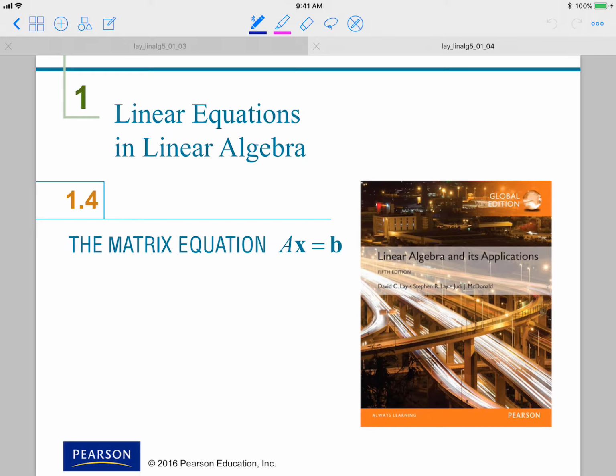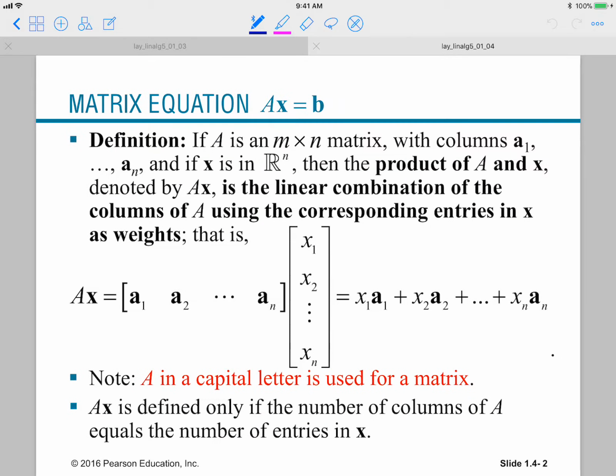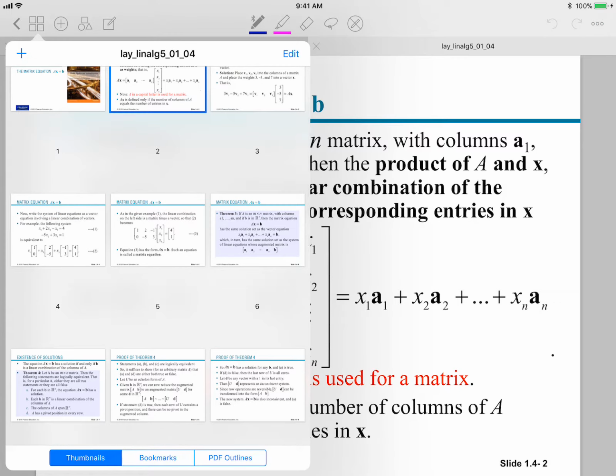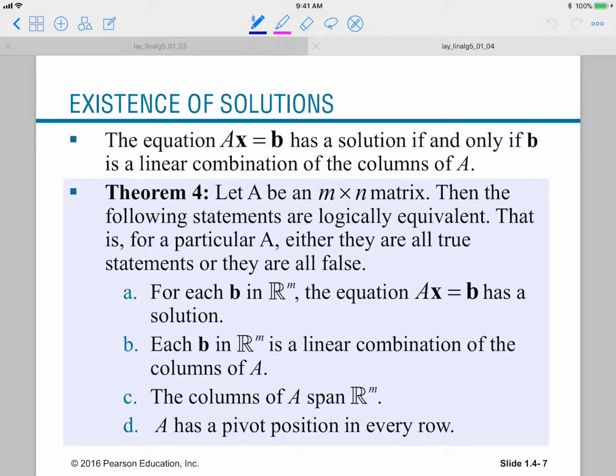Okay, and so in this chapter, we will study the new form of an equation called a matrix equation. But let me just jump to a little bit more difficult part directly in this sub-chapter. So we first study this Theorem 4, which is about the existence of the solution.